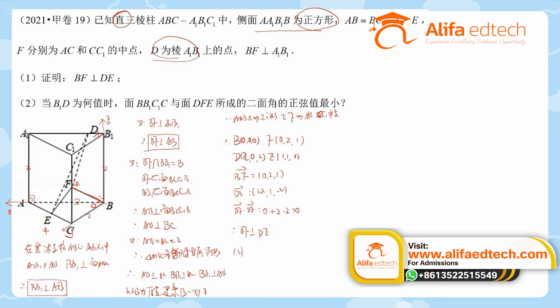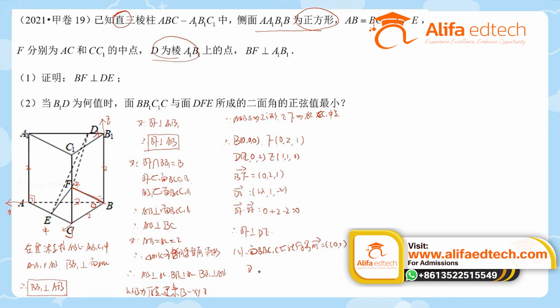Okay, following this logic, it asks for what value of B1D, which is lambda, the plane BB1C1C and plane DFE form a dihedral angle with the minimum sine value. For the sine to be minimum, we actually need the cosine value to be maximum, so at this point, we need to find its normal vector. From the diagram, it's easy to see that for plane BB1C1C, the normal vector, which we will refer to as vector m, since this plane is exactly the YBZ plane, we can write a simple normal vector for it as 1, 0, 0. Next, we need to determine the coordinates for points D, E, and F.